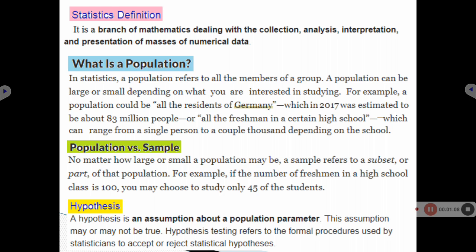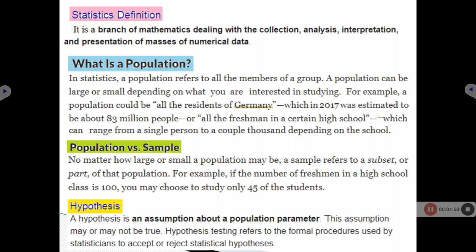The next definition is the population. In statistics, a population refers to all the members of a group. A population can be larger or smaller depending on what you are interested in studying. For example, the population could be all the residents of Germany, which in 2017 was estimated to be about 83 million people, or all the freshmen in a certain high school, which can range from a single person to a couple thousand, depending on the school. So the population is the total area that we are going to take in statistics.